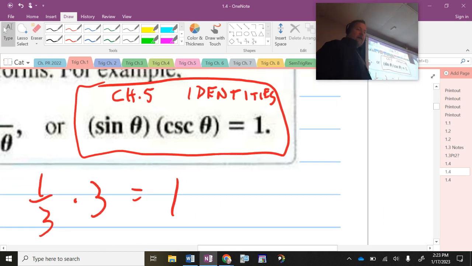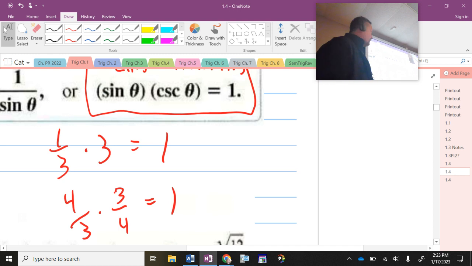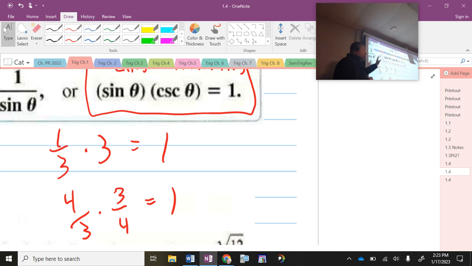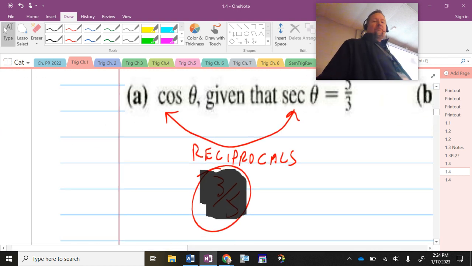But if these truly are reciprocals of each other, then their product equals 1. Just like these are reciprocals of each other, and their product equals 1. So it might be nice to know right now. In chapter 5, it'll be a need to know. Here's how it shakes out in this section. So the idea of reciprocals. We already know this. I already did it in the last question.